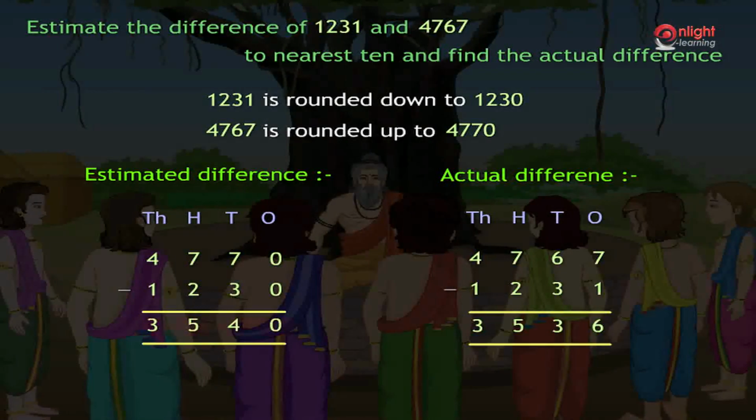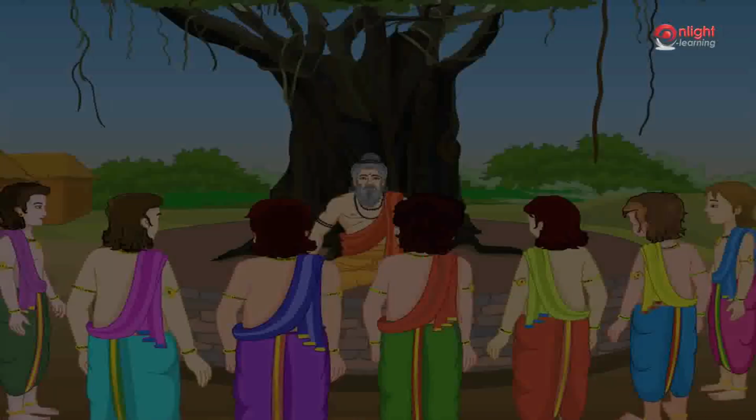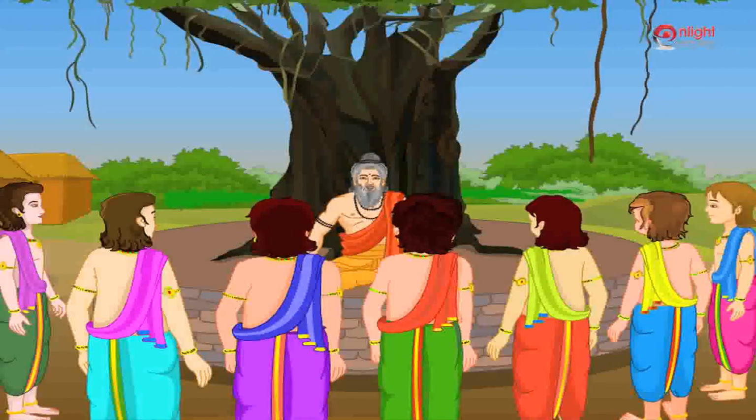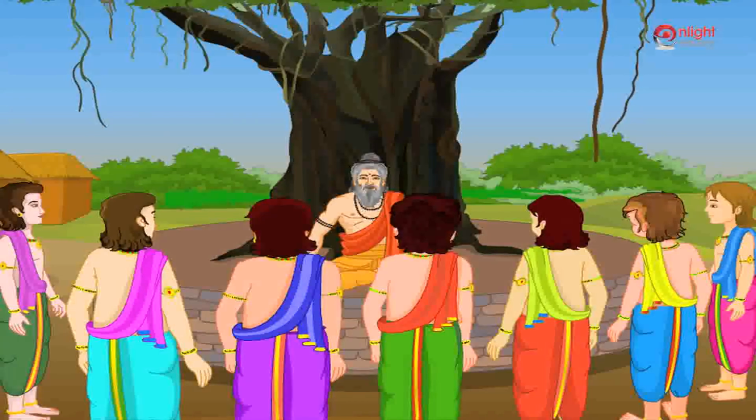Estimated difference was 3540. When we round off the actual difference, that is 3536, to the nearest tens, we get 3540, which is same as estimated difference. Like estimated sums, estimated difference also helps to do the calculations in easier way.